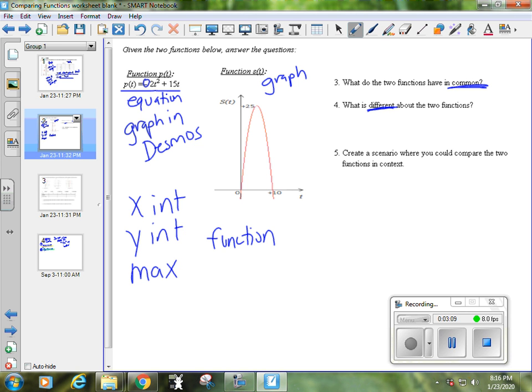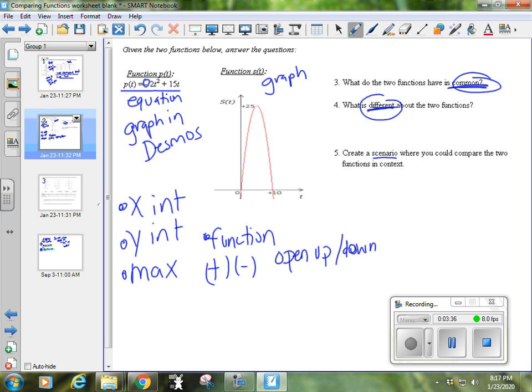So talk about the x-intercepts, the y-intercept, the maximum, and the function, what type it is. And is it positive or negative? Does it open up or down? Do both of them. So those are some of the things you're comparing. So you're looking for these to talk about when you say what they have in common and what is different. So I want to see these things used for those comparisons.